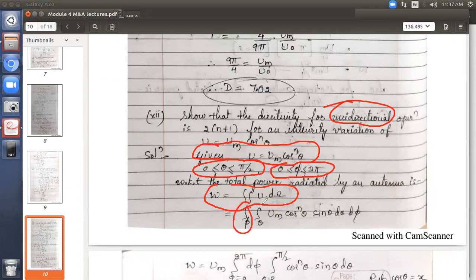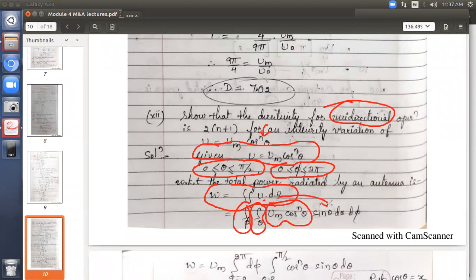Outer range is for phi, inner integration is for theta, u is U_m cos raised to n theta. What's the difference between all these problems which I have solved and this problem? It is only the power n. N is a general term used. In the problems which we have solved just now, the powers were 1, 2, 3 like that. Here it is n. That's the difference.